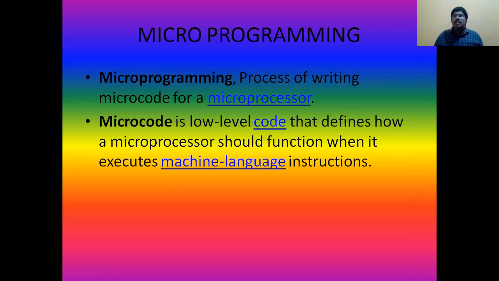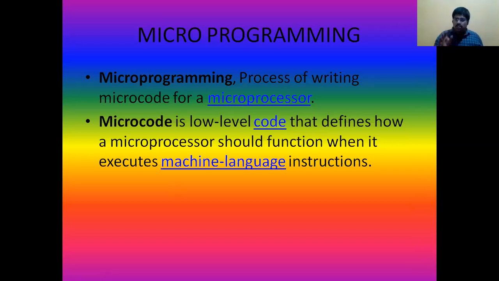The instructions should be in machine level language. What is meant by machine level language? It is a binary language. Binary language means in the form of zeros and ones. That means microprogramming is nothing but developing a program in a binary language, that means in the form of zeros and ones. That will be referred to as microprogramming. Is it clear to everyone? So that is microprogramming and microcode.